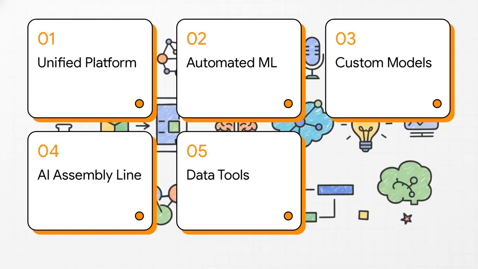So here's our game plan for this explainer. We're going to start with what it means to be a unified platform. Then we'll check out its easy mode and pro mode for building models. After that, we'll see how to build an AI assembly line, and we'll wrap up with some of the serious power tools that handle all the data.